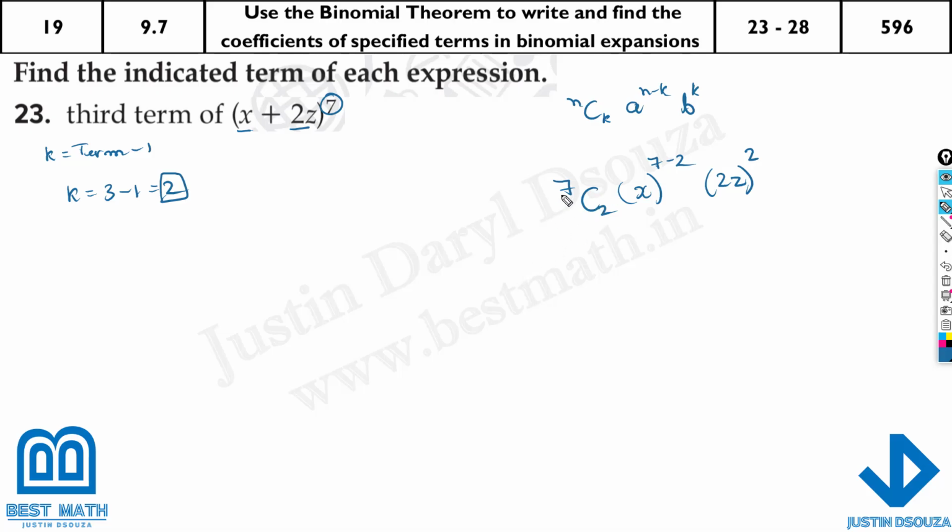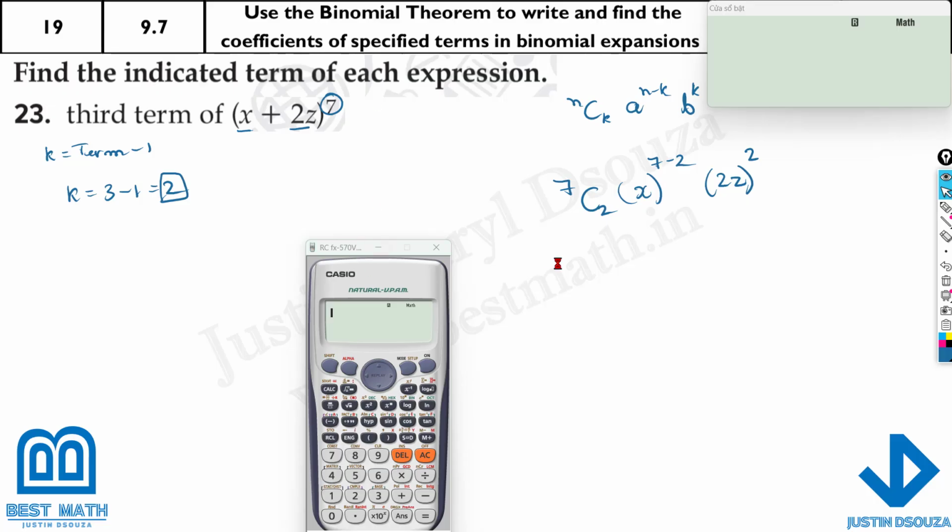Now here you can use the formula or just use the calculator and solve it up. It's up to you. I'll show you the calculator and the formula both over here. If you're using the calculator, it'll be 7. That is over here. And then shift and division symbol gives you C, and then you need to press 2. Here we go. That's 21. I'll just write it out over here.